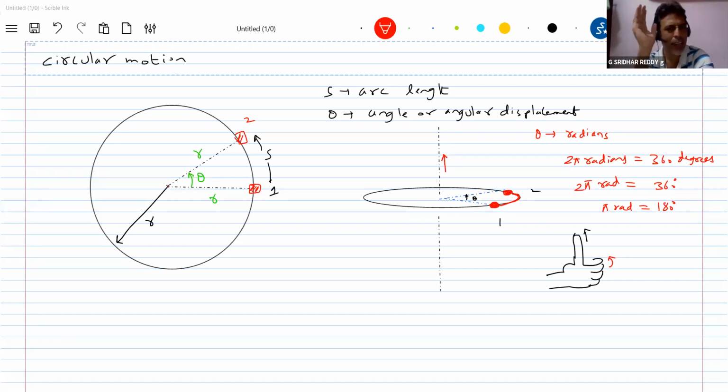You curl it. Already we have seen this in the right hand screw rule. Similar method: curl your fingers in the direction of theta, open the thumb, and the thumb will give the direction of theta here. This is only the sense of measurement. The theta will be directed perpendicular to the plane in which you are measuring. You can see here, theta will be directed along the axis. This is called the axis.